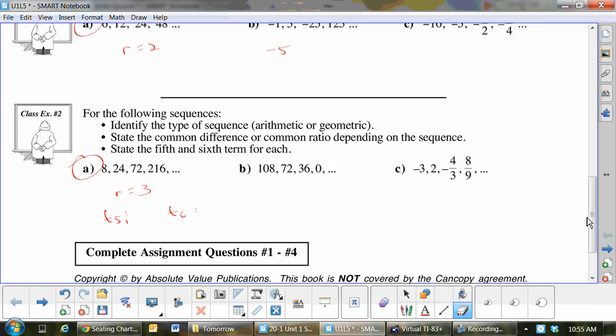$648. And what's nice about your calculator is when you get that, and then you go times 3 again, right? And you will get 1944.